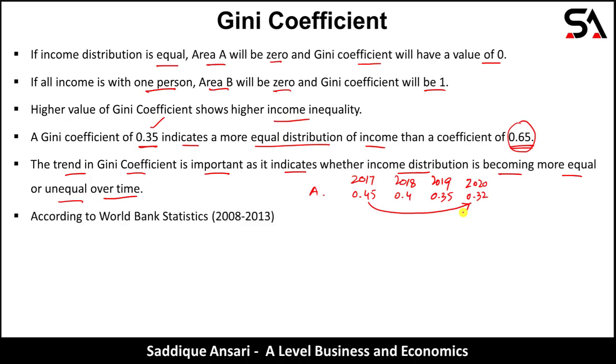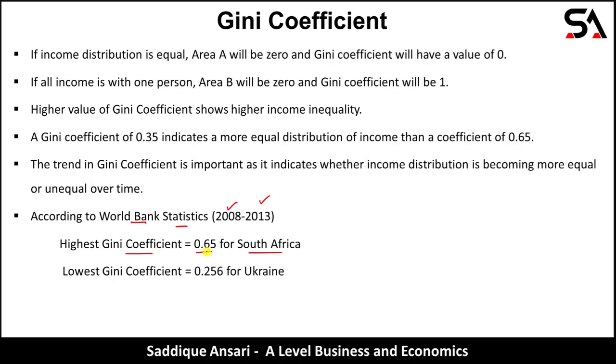According to World Bank statistics of 2008 to 2013, the highest Gini coefficient is equal to 0.65 for South Africa, and the lowest Gini coefficient was for Ukraine, which was 0.256. So in the world, from year 2008 to 2013, South Africa was the country with the highest unequal distribution of income and wealth, and Ukraine was the country with the lowest unequal distribution of income and wealth.